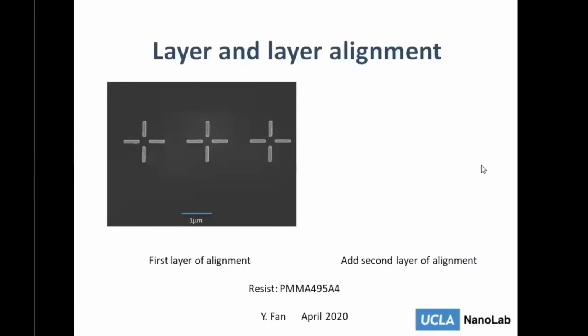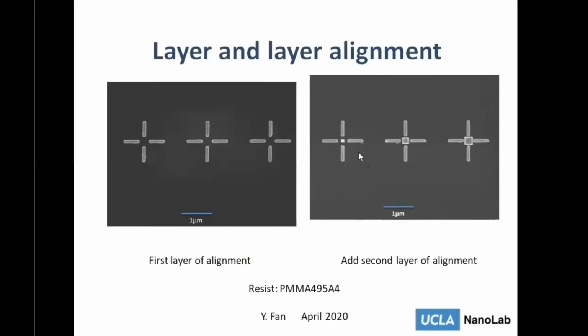Here is an example of alignment accuracy. This is the left side, which we write first with the tool, and after that we write these 3 dots on it. If we zoom in, it's really only a few nanometers on each side. So you can see the accuracy here.